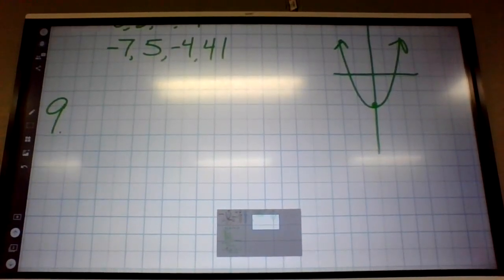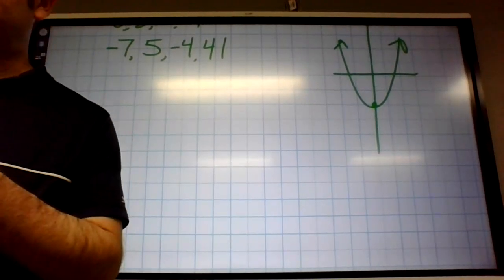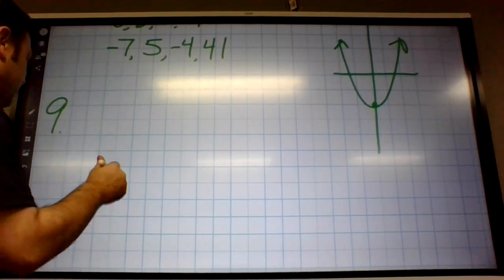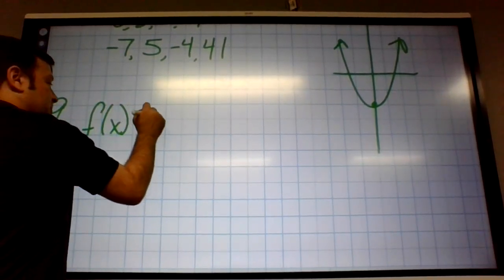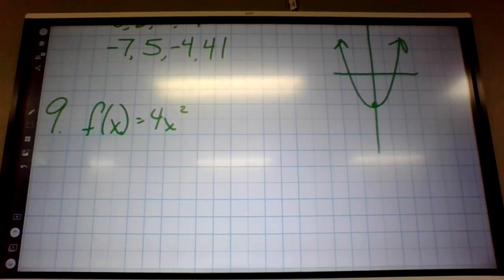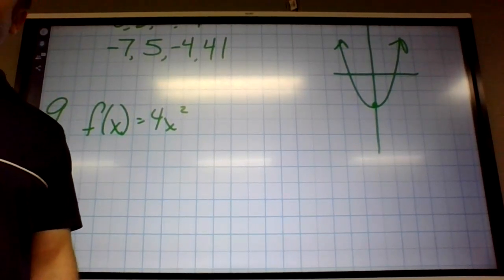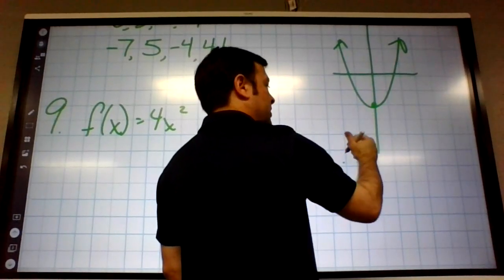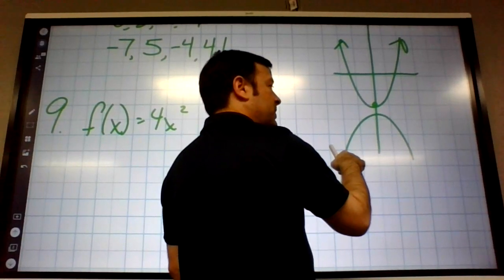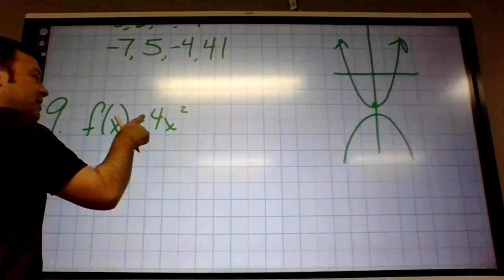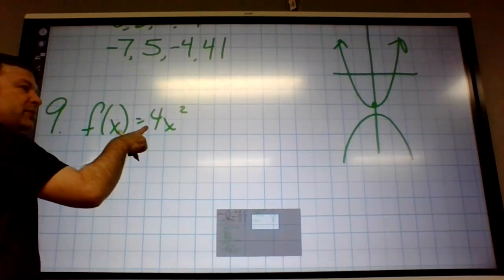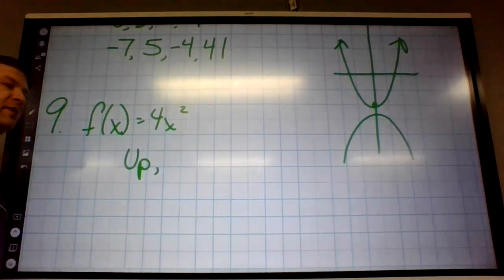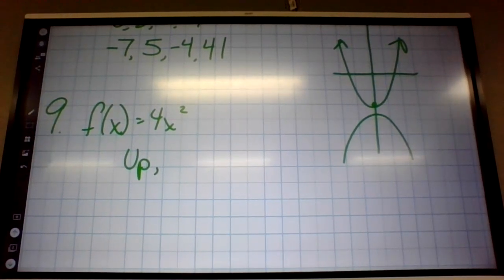Okay. Number 9. So listen closely because there's only 2 odd problems. Number 9 starts with this. And the first question is, which direction does it open? So a parabola either is going to open up or down. Now, what makes a parabola open down? If there's a negative in front. So on number 9, is this going to open up or down? Up. Because it is positive 4x squared. If there was a negative there, it would flip it upside down.